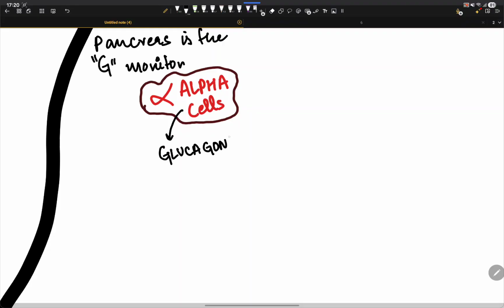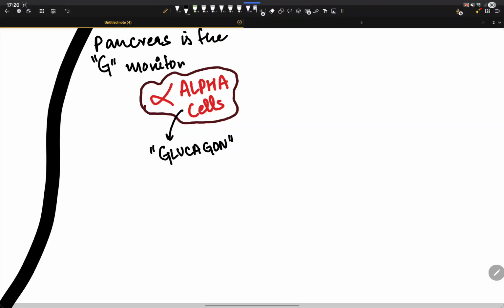Glucagon. That's a cool name, right? I love this name because it's so simple. When glucose is gone, alpha cells produce glucagon. Beta cells, on the other hand, produce insulin. And then we have delta cells. Delta cells produce something called somatostatin. It stops everything. It's like a handbrake on your car, right?